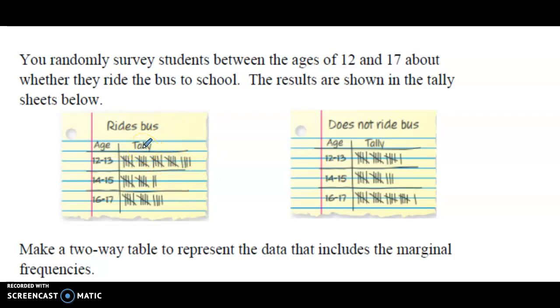So the first thing I would do is find the totals of each of the tallies. For riding the bus, ages 12 to 13, this is going to be 24. For 14 to 15, this is going to be 12. And for 16 to 17, this is going to be 14. For 12 to 13, this is going to be 16 not riding the bus. For 14 to 15, this is going to be 13 not riding the bus. And for 16 to 17, this is going to be 21.